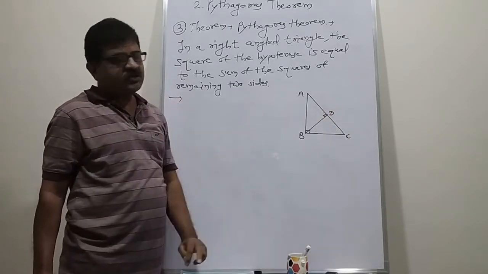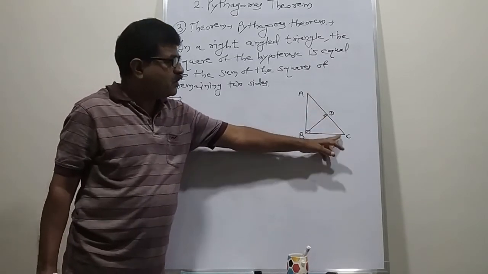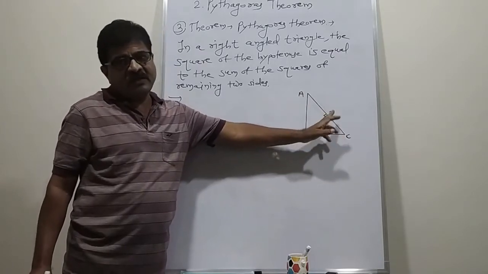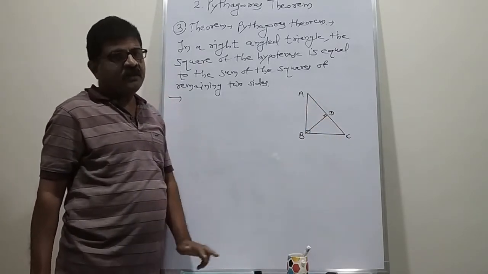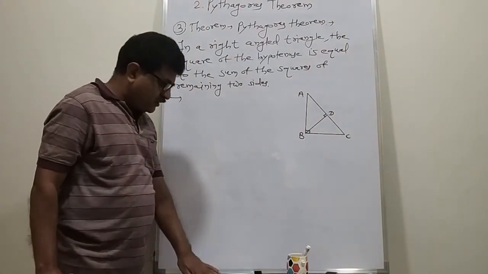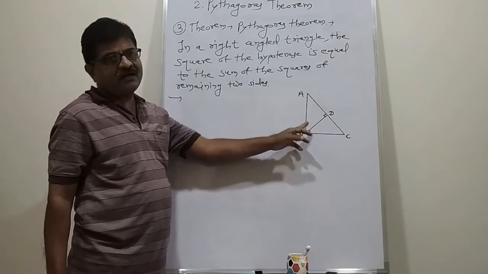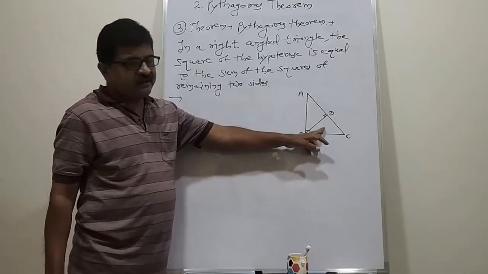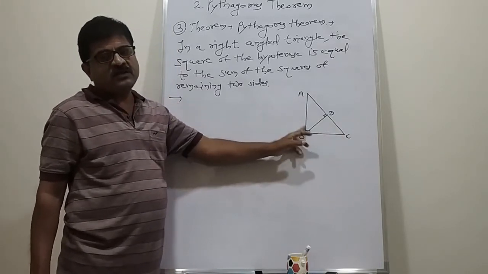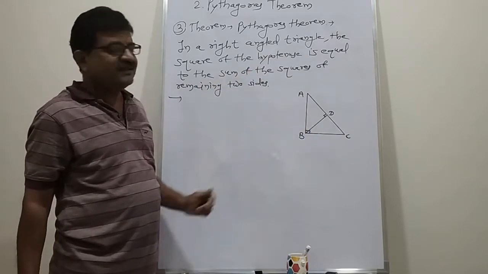For this construction, draw segment BD perpendicular to hypotenuse AC, A-D-C, that is D is between points A and C. This is construction. Now prove. We know that by the theorem of similarity in right angled triangles, these two triangles and this triangle are similar to each other. By using this, we can prove this.